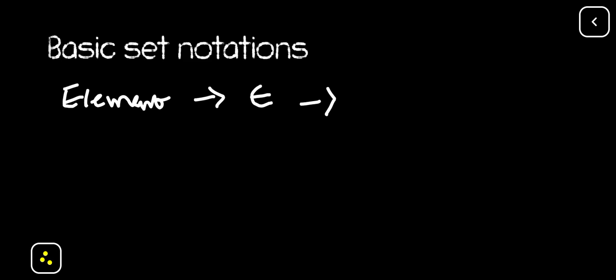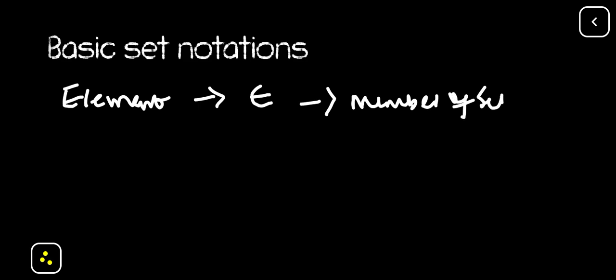The basic symbols you need to know, one of them is element. So you may want to put that down. Element, the symbol for element is this. All right. Now, we said set is a collection of well-defined objects. A member of a set is called an element. So we can say that an element is a member of a set.